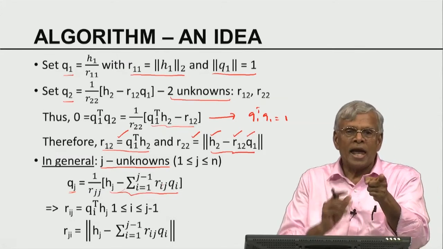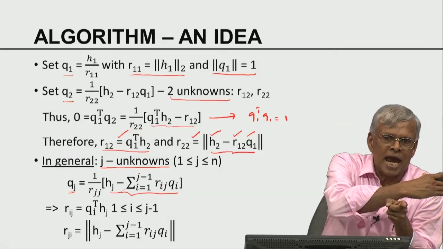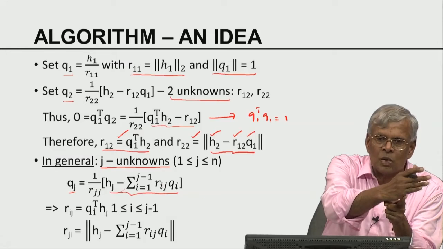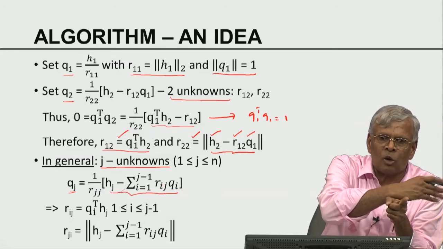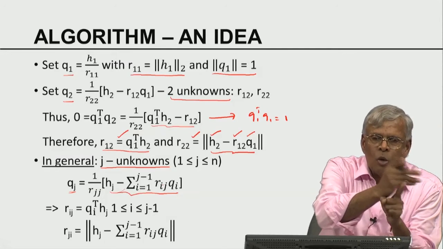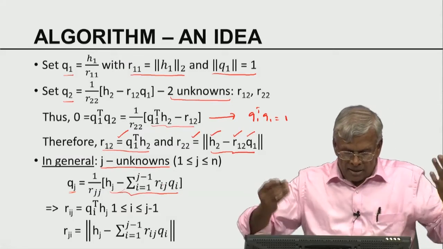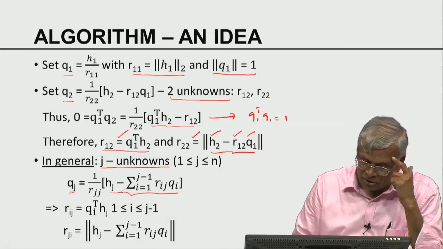So Qj has to be orthogonal to Q1, Q2, Q3, up to Qj minus 1. So there are j minus 1 constants that are required to force the orthogonality. One constant is required to force the normality. And that's the clear story.